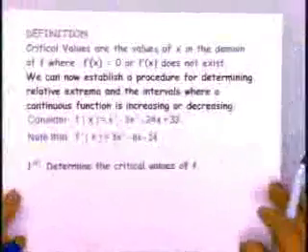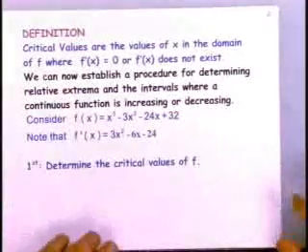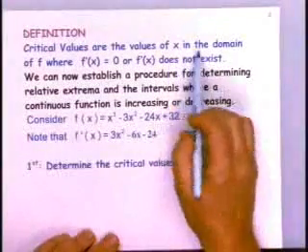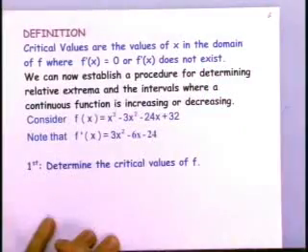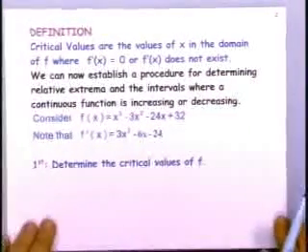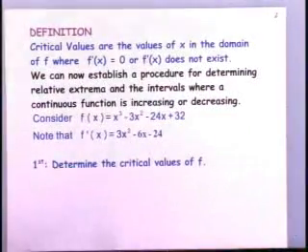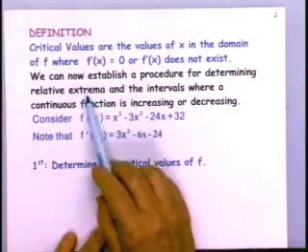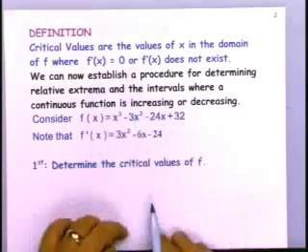We need to talk about the definition of critical values. Critical values are values of x in the domain of a function where the derivative is either equal to 0 or where the derivative does not exist. We can establish now a procedure for determining relative extrema and the intervals where a continuous function is increasing or decreasing. Extrema means maximum or minimum points.